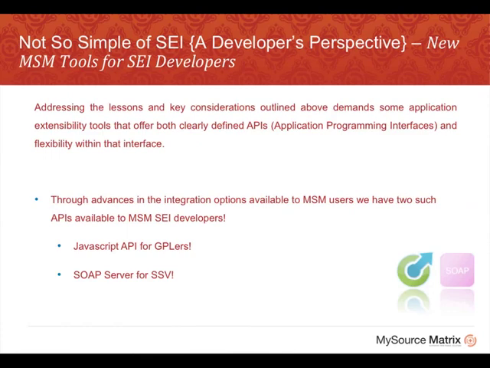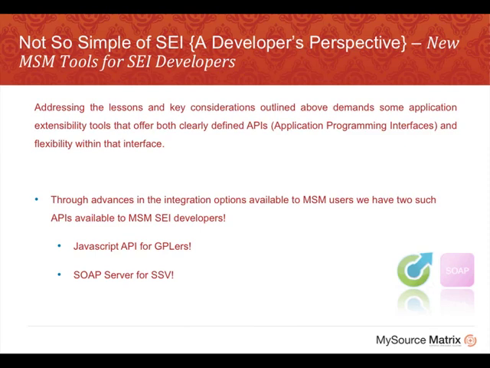Okay, new tools for Simple Edit interface developers. Addressing the lessons and key considerations outlined above or in previous slides demands some application extensibility tools that offer both clearly defined APIs, application programming interfaces, and flexibility within that interface. So, of recent times, I've been really excited about the integration options that are now available in MySource Matrix, particularly the JavaScript API for GPLers, as I like to call them, and the SOAP server asset that's now available in SSV. The JavaScript API obviously comes in the SSV version as well.